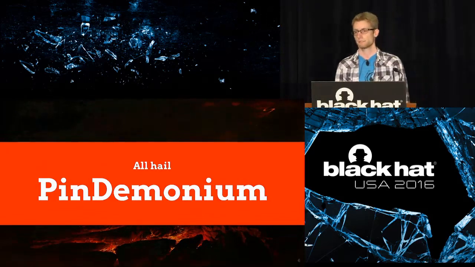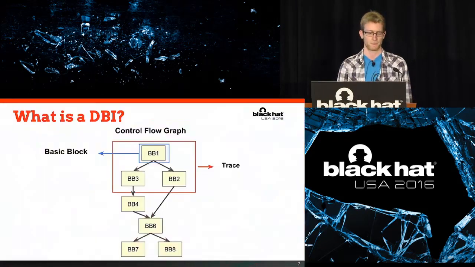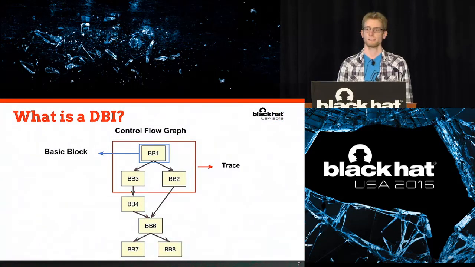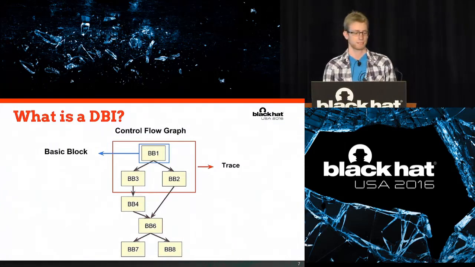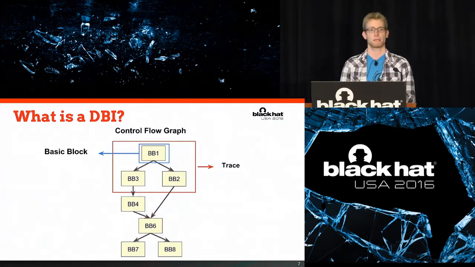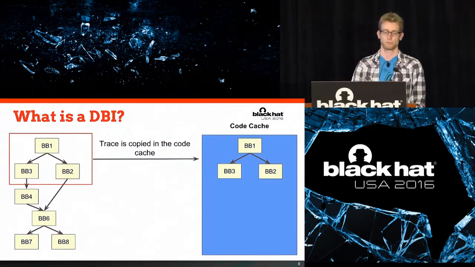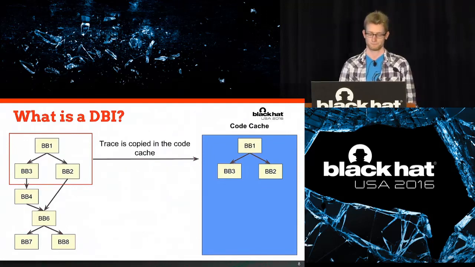Before going into the details of Pindemonium, we need to have a brief overview of what a DBI is. A DBI is a tool which allows the analysis of a binary by the insertion of instrumentation code. We can see the program in the form of a control flow graph as a set of basic blocks. A subset of these basic blocks, which is terminated by an unconditional jump, is defined as an execution trace. The first thing that the DBI does is to identify the current execution trace and copy it in a heap allocated memory area called code cache.